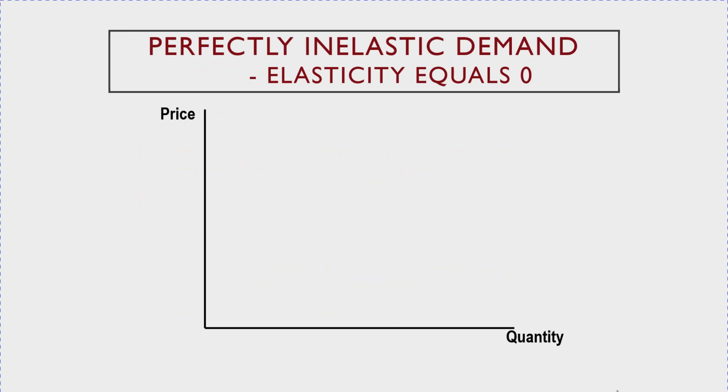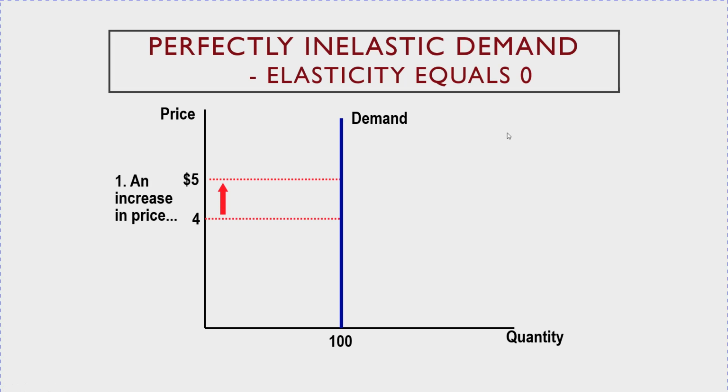So let me just show you visually what's going on here. First off, there's something called perfectly inelastic. That's when demand elasticity equals 0, and this happens when you have a vertical demand curve. Like if you increase price, something goes from $4 to $5, the quantity demanded doesn't change. This is very theoretical, but it generally happens when there are no substitutes to the good and it's a necessity.